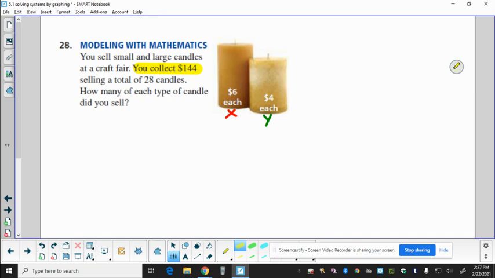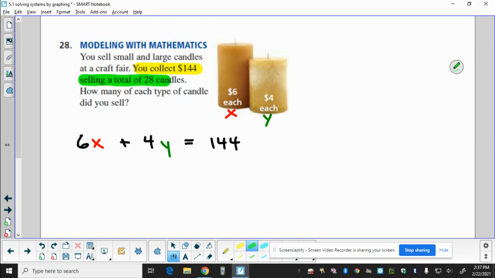That should be one of your equations. I'll show you. So the large candles are $6 for every large candle, right? Plus, how much are the small candles? Those are $4 for every small candle. And that would total up to $144 altogether. So there's one of the equations I want to use. Now, if you got stuck, here's the other one.